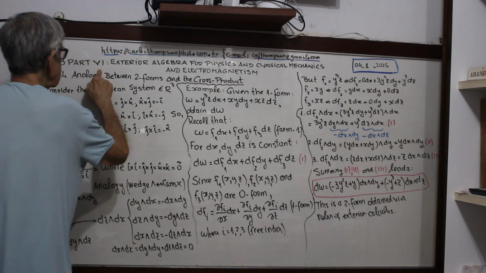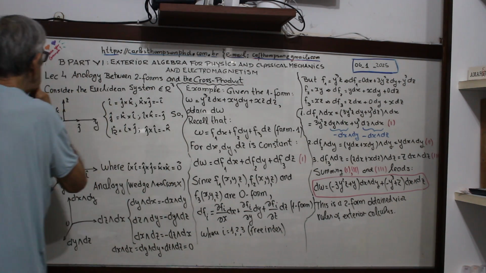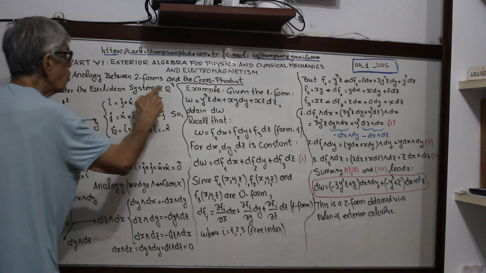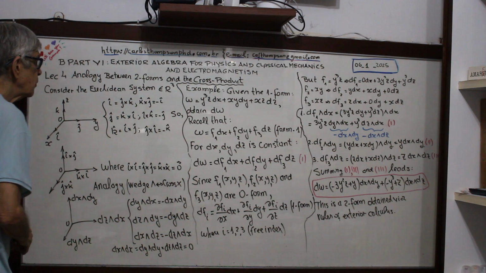B part 6, exterior algebra. Now lecture 4: analogy between two forms and the cross product.